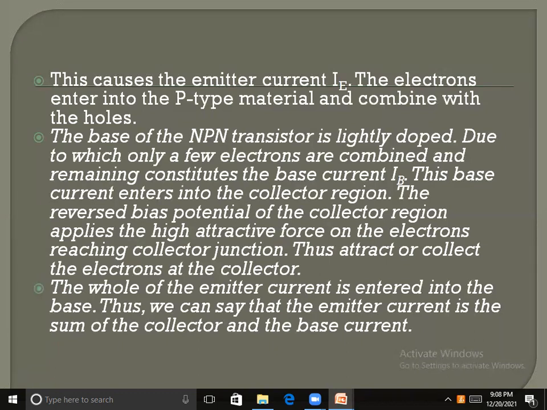The electrons enter into the p-type material and combine with the holes. The base of the NPN transistor is lightly doped, due to which only a few electrons are combined, and the remaining constitute the base current IB. This current enters into the collector region. The reverse bias potential of the collector region applies a high attractive force on the electrons reaching the collector junction, thus attracting or collecting the electrons at the collector. The whole of the emitter current enters into the base. Thus, we can say that the emitter current is the sum of the collector and the base current.